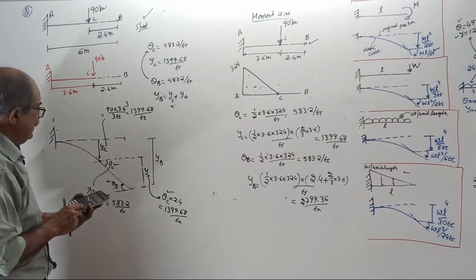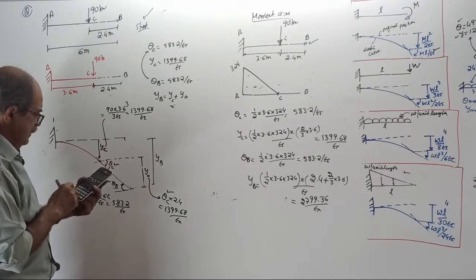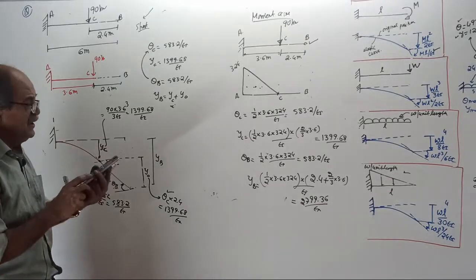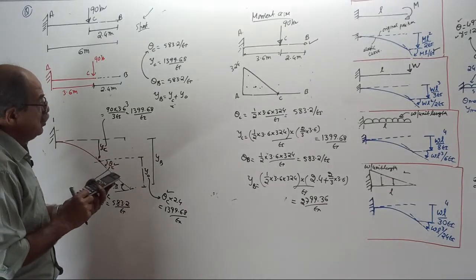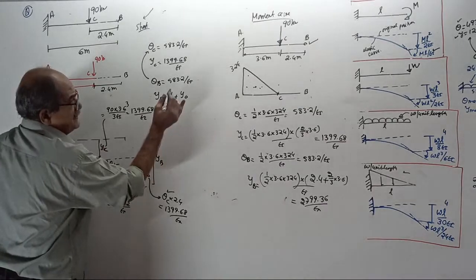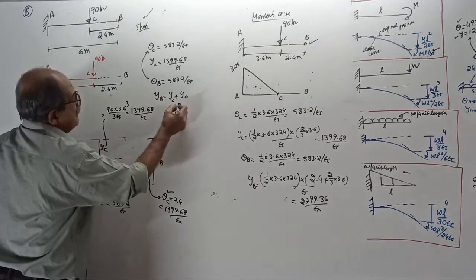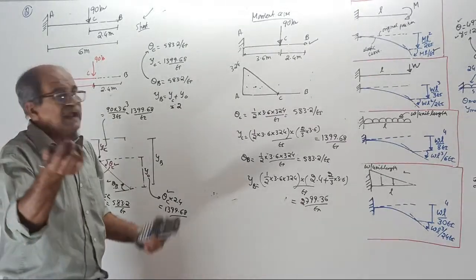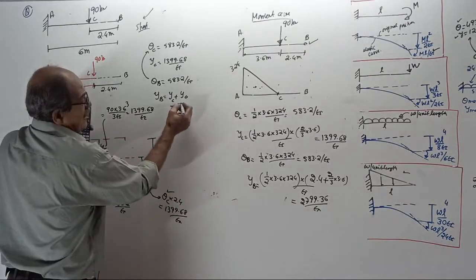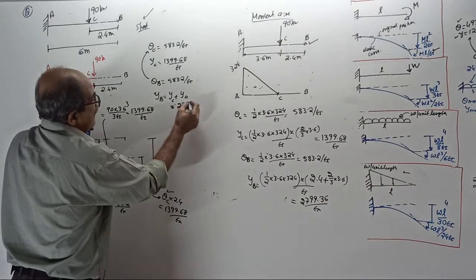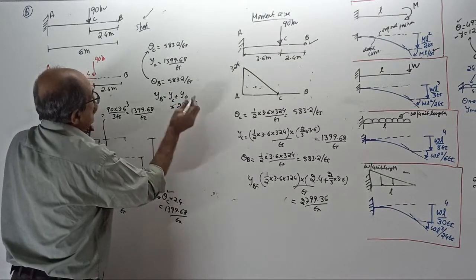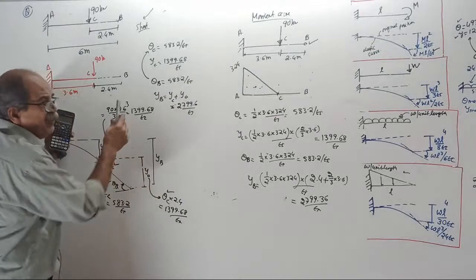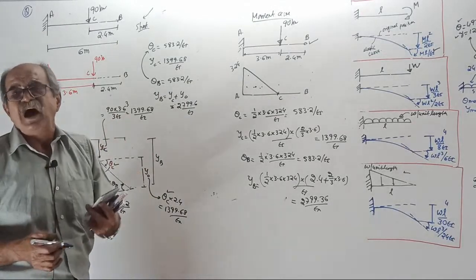Huh? How is it the same? 1399.68, it is coming equal. It is a coincidence. Don't tell that way it will come equal. I don't know, it is a coincidence. It will not happen next time. The total is 2799.36 by EI. Do not memorize that way. Both are coming equal, it came equal by chance.